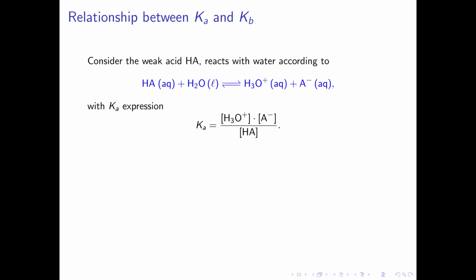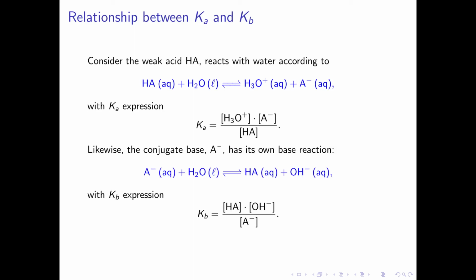To investigate this relationship, let's begin by considering the reaction of the weak acid HA with water. Recall that this is HA plus H2O forming hydronium ion and A- in equilibrium. The Ka expression, as before, is Ka is equal to the product of the hydronium ion concentration and the A- concentration divided by the concentration of HA.